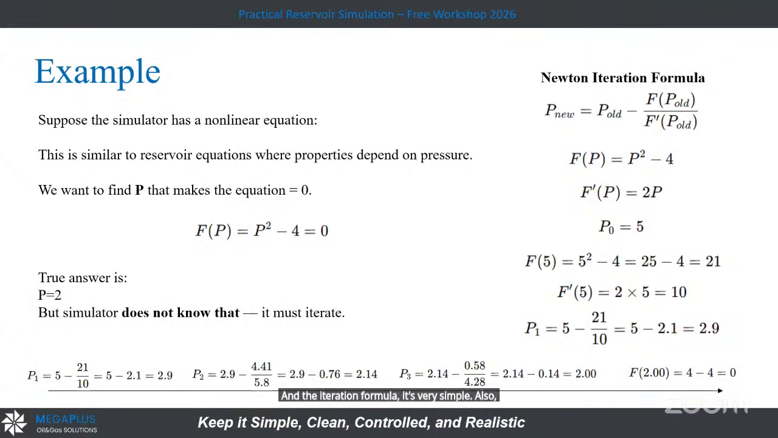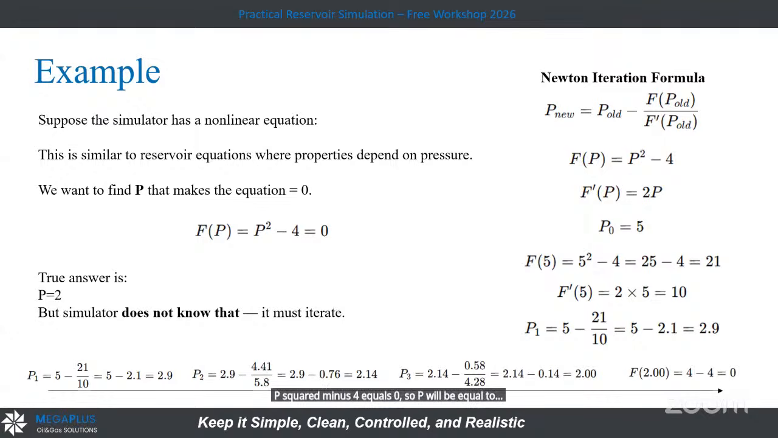The P new, the new pressure of the cell, will be equal to the old pressure minus the function of the old pressure divided by the derivative of the function. As an example, I need to put this in numbers to be clear. If I have a function of pressure equal to the old pressure squared minus 4, it's obvious, it's a very normal function: P squared minus 4 equals 0, so P will be equal to 2.